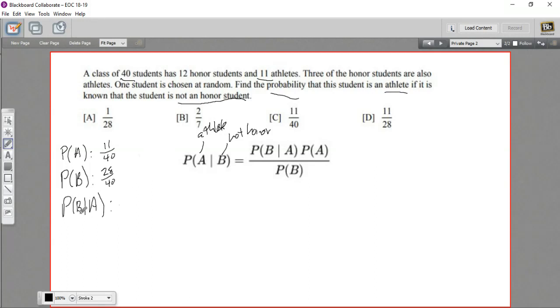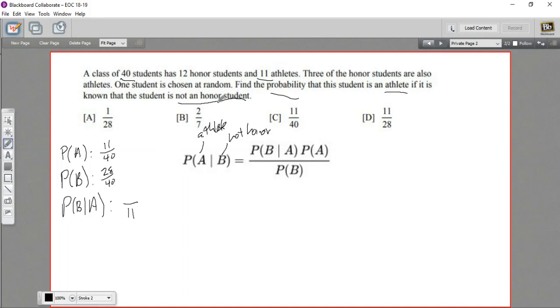Now the trickiest bit is here, the probability of not being an honor student, that's what we've decided B is, given that they're athletes. So again, we're going to have a fraction with a top and bottom, and this part, the given part, is going to tell you what goes on the bottom. There are a total of 11 athletes, so if you're given that you're an athlete, that's the group we're choosing from. So I'm going to put 11 on the bottom.